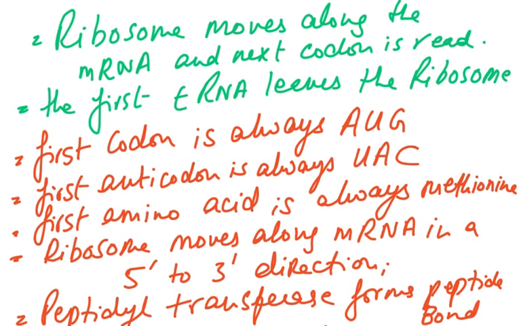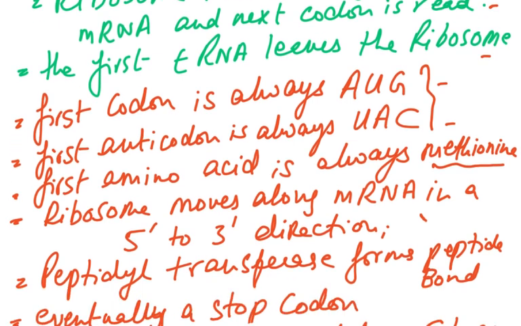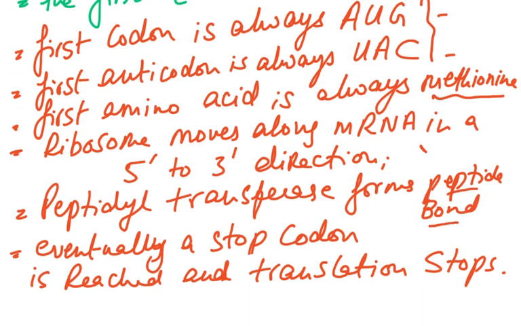Then further there are quite a few other points as well. Ribosome moves along the mRNA and next codon is read. The first tRNA leaves the ribosome. First codon is always AUG. First anticodon is always UAC. First amino acid is always methionine, MET. Ribosome moves along mRNA in a 5' to 3' direction. Peptidyl transferase forms the peptide bond; it is the enzyme needed to form the peptide bond when the amino acids are brought together. Eventually a stop codon is reached and this results in the translation being stopped.